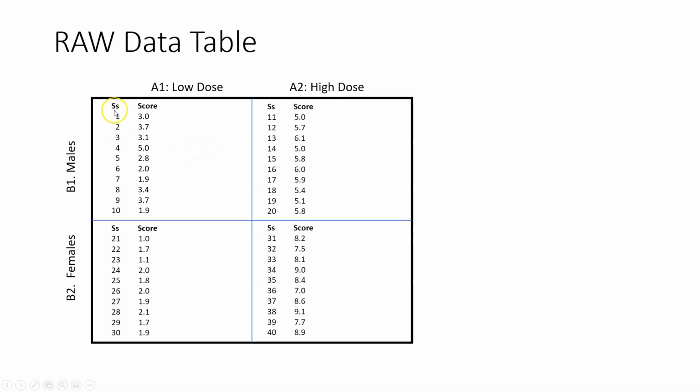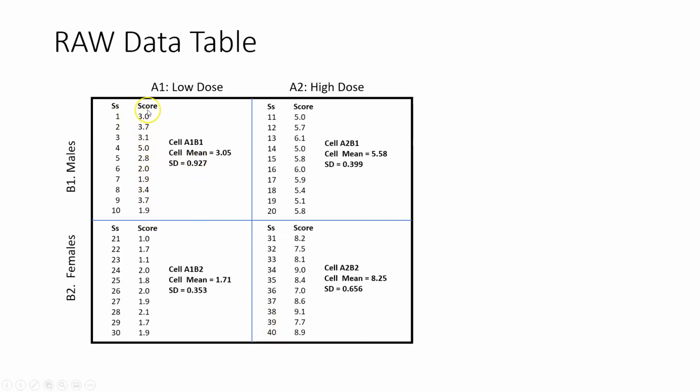So here we've got participant number 1, 2, 3, 4, 5, 6, 7, 8, 9, 10. In the second group, males with a high dose of caffeine, you've got subjects 11 through 20. And then here in this group, the females taking a low dose, you've got the subjects 21 through 30. And females taking a high dose, you've got subjects 31 through 40. Each of those participants has a score, an energy score associated with him or her.